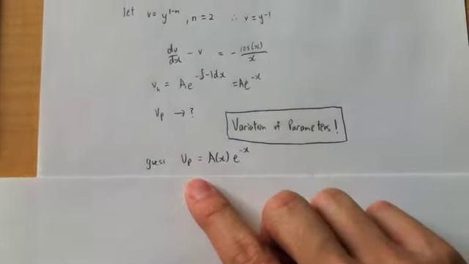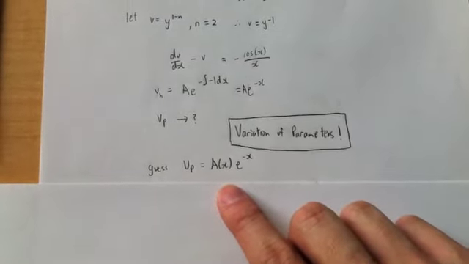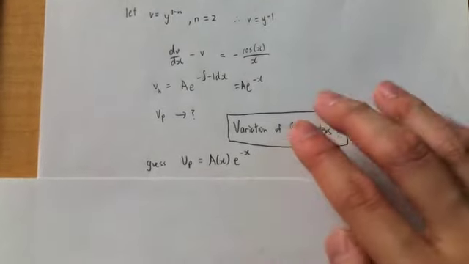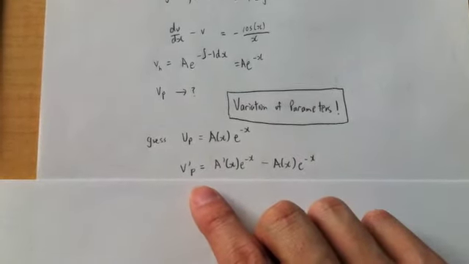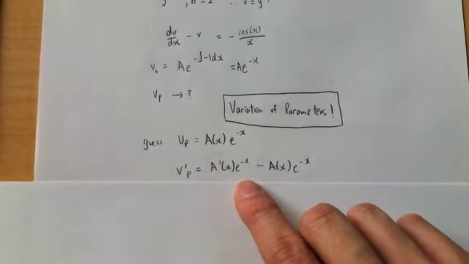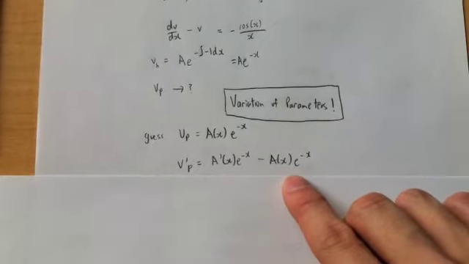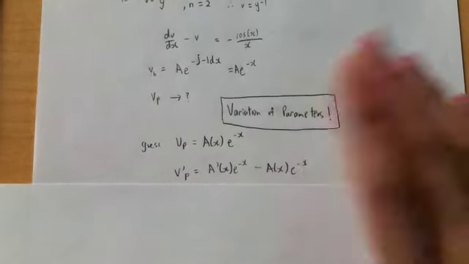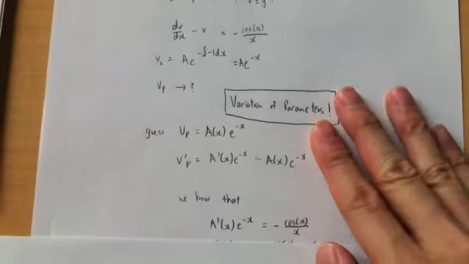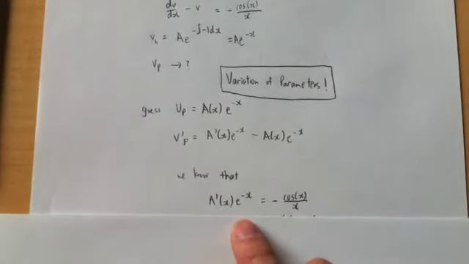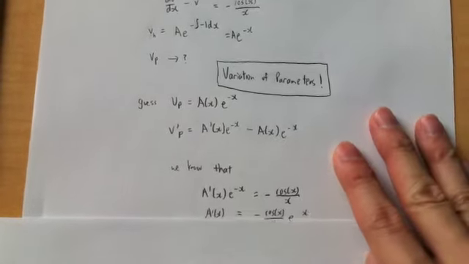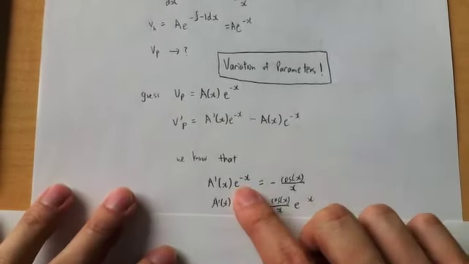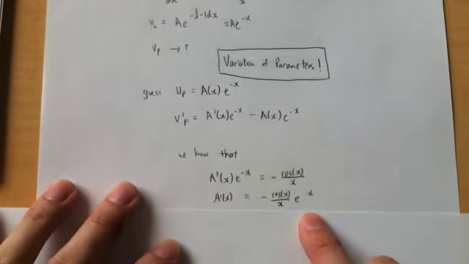We guess that v_p is equal to A, which is a function of x, e to the power of negative x. And therefore, if we differentiate v_p, we get v prime is equal to A prime(x) e to the power of negative x minus A(x) e to the power of negative x. If we do a simple comparison, we know that A prime(x) e to the power of negative x is equal to negative cosine x over x.